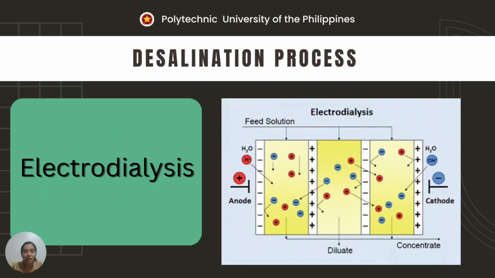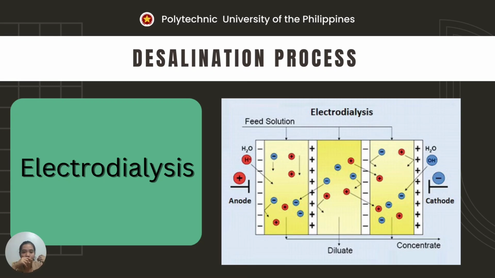Next is electrodialysis. As you can see in the picture, it consists of moving the salt water through electrically charged membranes that trap the salt ions dissolved in the water, allowing fresh water to be extracted. It requires electricity. There are diverse variants of electrodialysis, such as conventional and reverse.